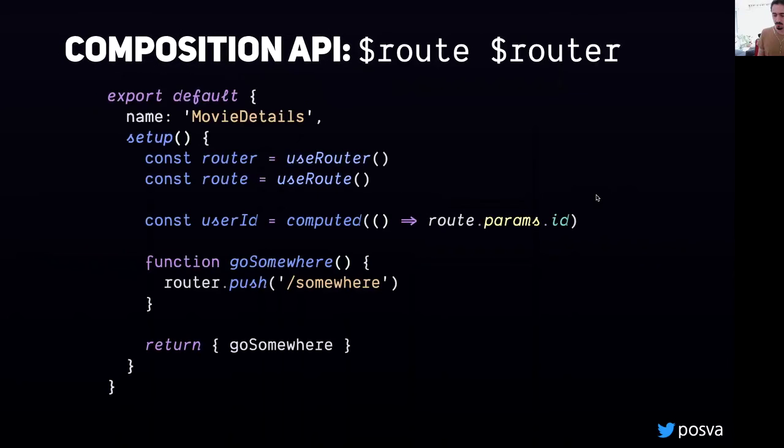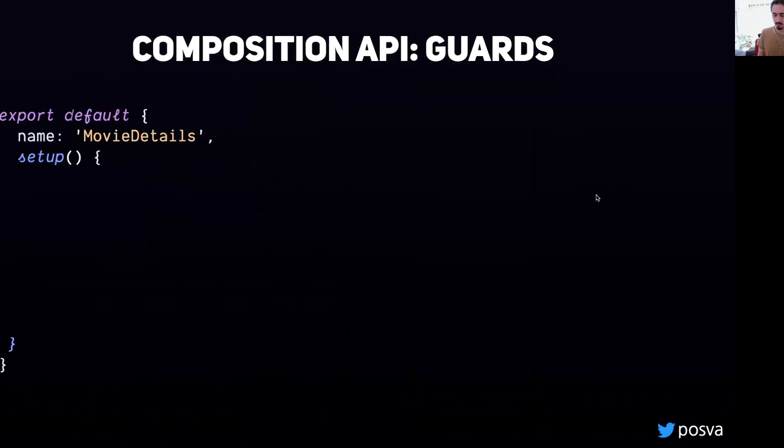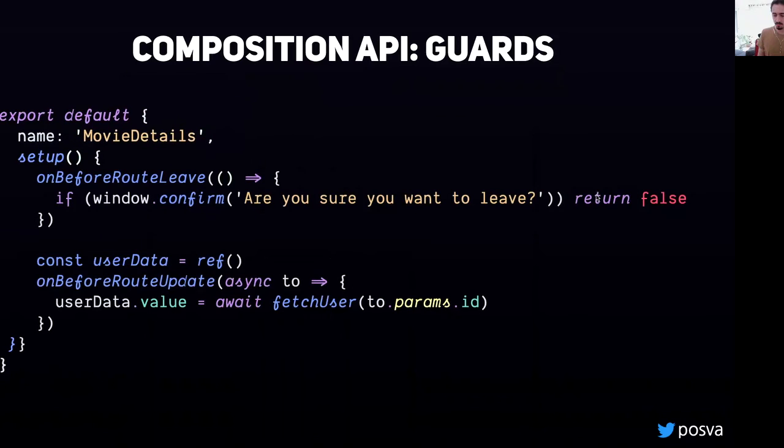So use router and use route are the equivalent of $route and $router, which still exist in Vue Router 4. In the template, you still have access to these variables. You still have access in component methods and computed. You can still use these $route and $router. So this is pretty much straightforward. It's just the equivalent.